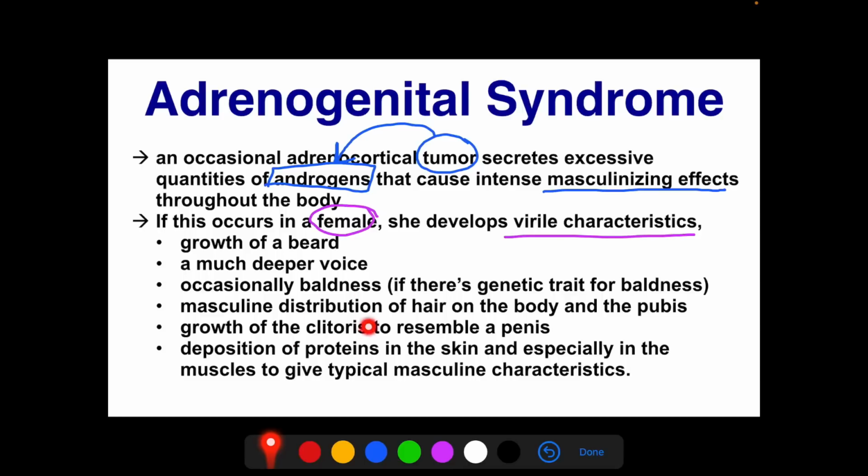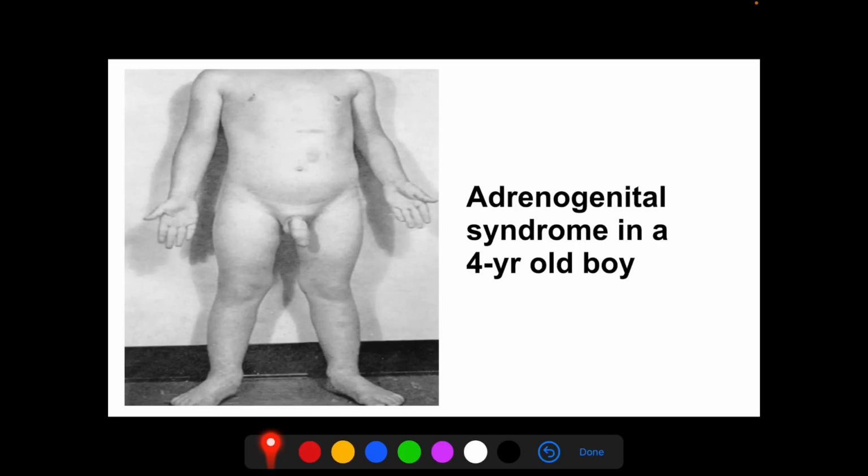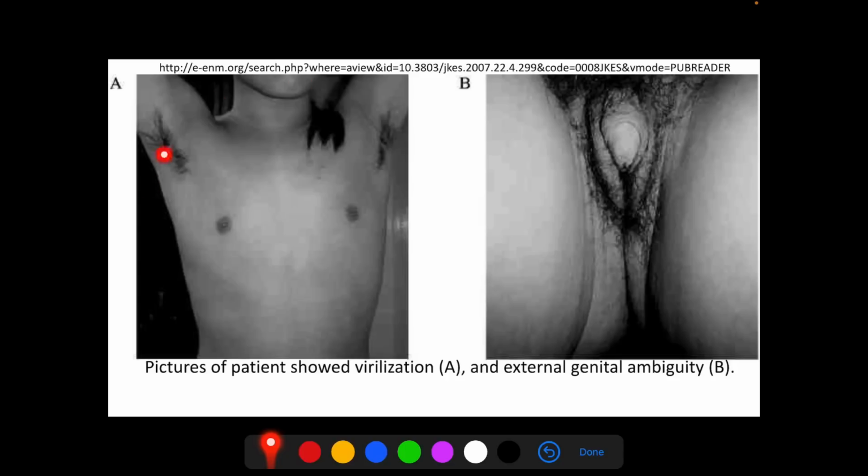Also, the clitoris grows to resemble a penis, and there is a deposition of proteins in the skin. The skin will thicken and darken, and especially in the muscles, to give typical masculine characteristics. This is an example of adrenogenital syndrome in a 4-year-old boy. There is an enlargement of the penis because of the excessive production of androgens. This picture shows a patient with virilization. This is a female person with growth of hair in the axillary region and ambiguous genitalia, where the clitoris resembles a penis.